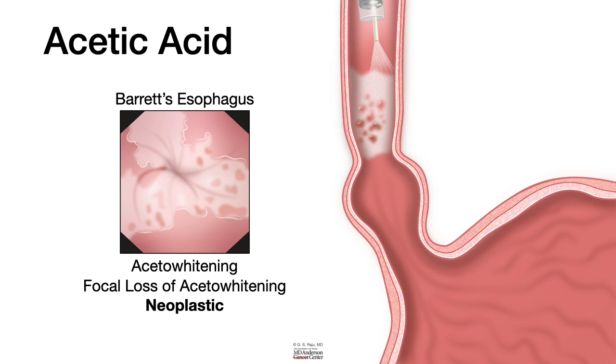And then you take biopsies from those areas so that you have the highest yield in terms of the degree of dysplasia or early cancer in Barrett's esophagus.